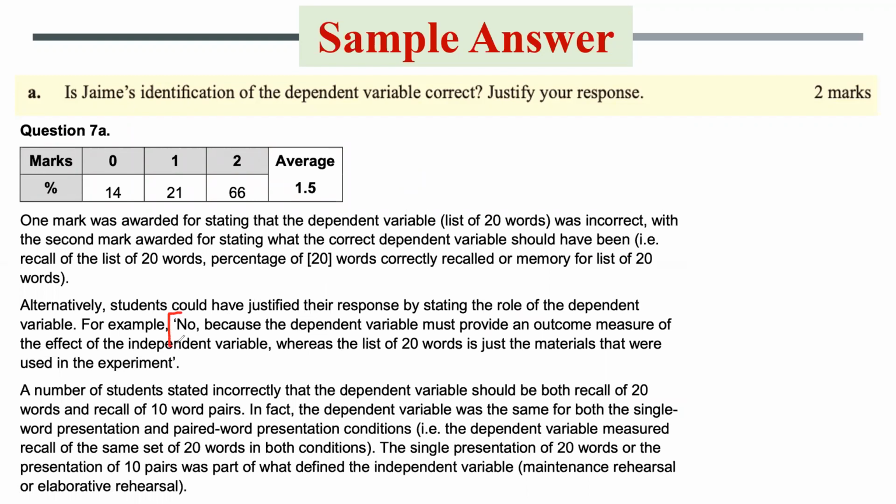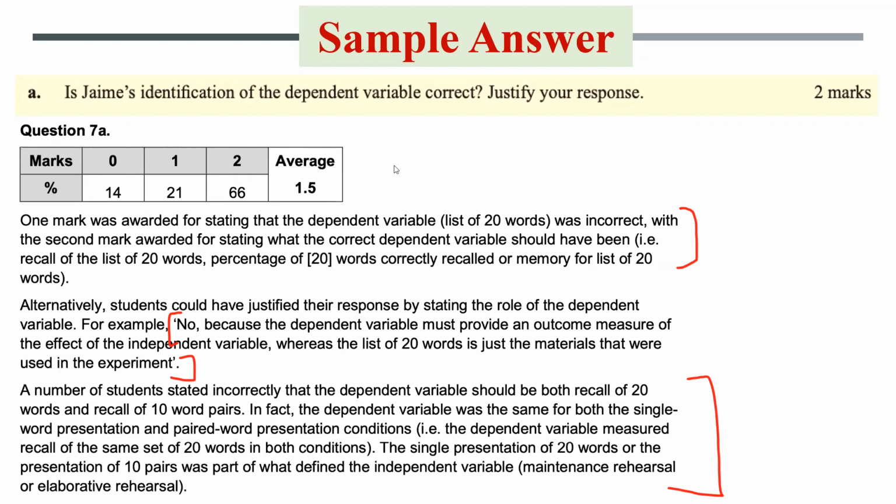So the sample answer is here. No, because the DV must provide a measurable effect of the IV, whereas the list of 20 words is just the material. So you can see that it's very similar to the answers that we came up with in the previous slide. That's the basic idea, and they often give you extra information as well. This is why it's good to read the VCAA assessors' reports, because you can get an idea of what the answers were, and some advice from the actual VCAA head examiners.